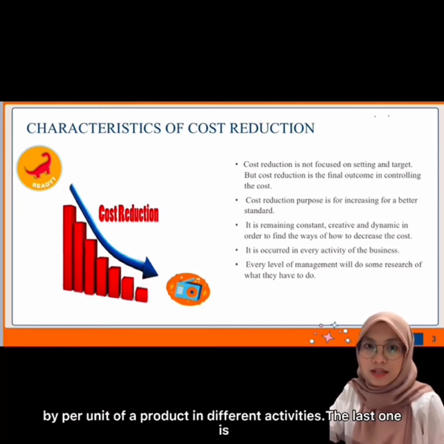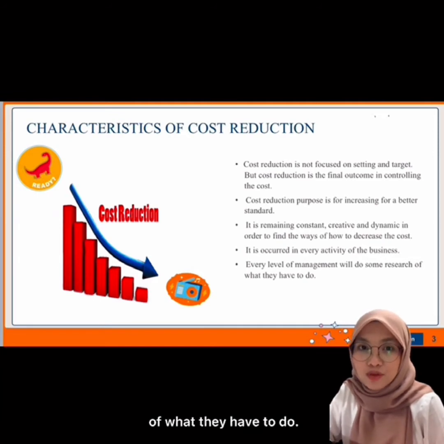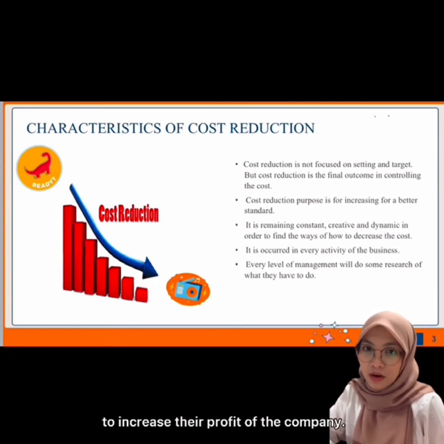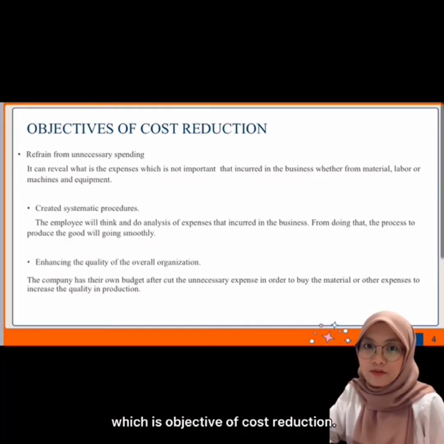The last one is that every level of management will do some research on what they have to do. Every employee will analyse in order to identify which expenses are not important to increase the profit of the company. So we move to the next, which is the objectives of cost reduction.